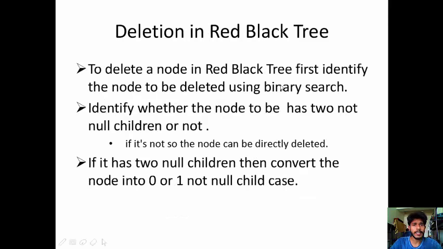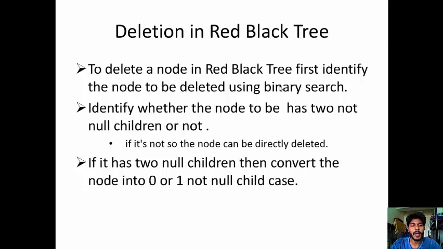So in this video we'll be discussing deletion, how to delete a particular node in a red black tree. As we already said, it is a binary search tree. So in order to delete a particular node, first we have to identify that node using binary search. When we have identified that node, we have to check whether it has two null children or not. It is the simple case if we identify that it has null children.